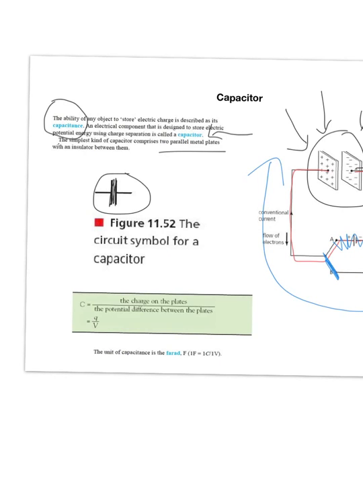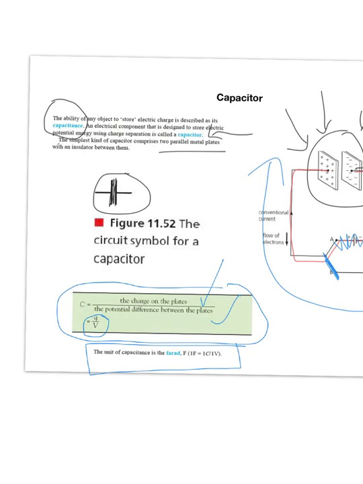Now the capacitance is basically a measure of how much charge it can store on those plates. And it's a ratio. It's a ratio of the charge on the plates, Q, over the potential difference between the plates. So it's the ratio Q over V. And we measure this capacitance in farads. So 1 farad is 1 coulomb per volt.